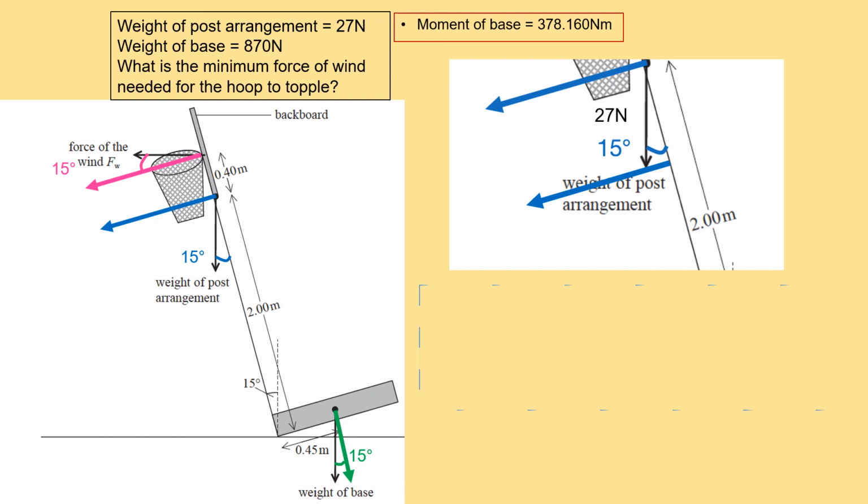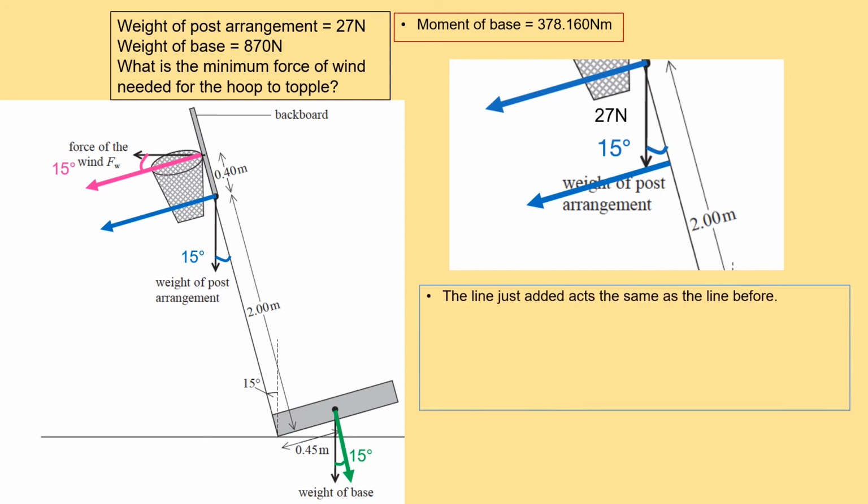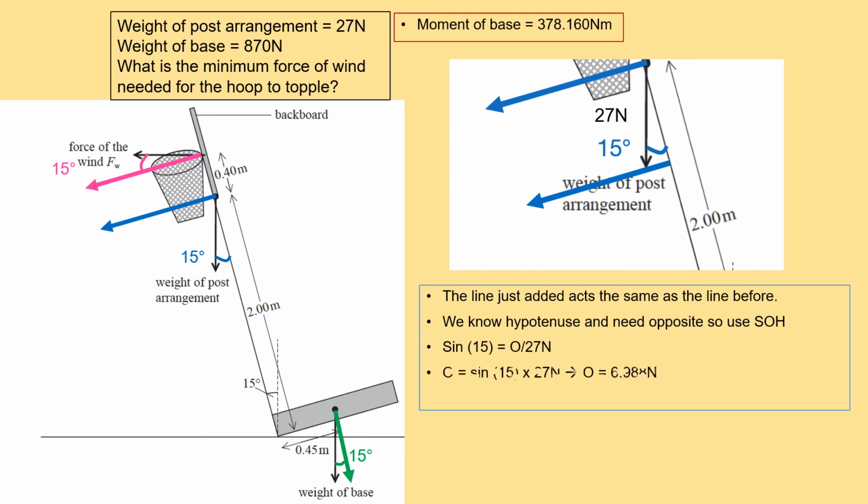Also, we have this force from the wind. So it all acts in the same direction. We know the hypotenuse and we need the opposite. So we're going to use sine now. So sine 15 is equal to the opposite divided by 27 newtons. So the opposite, sine 15 times 27, which gives 6.988 newtons. That is the force of the post.